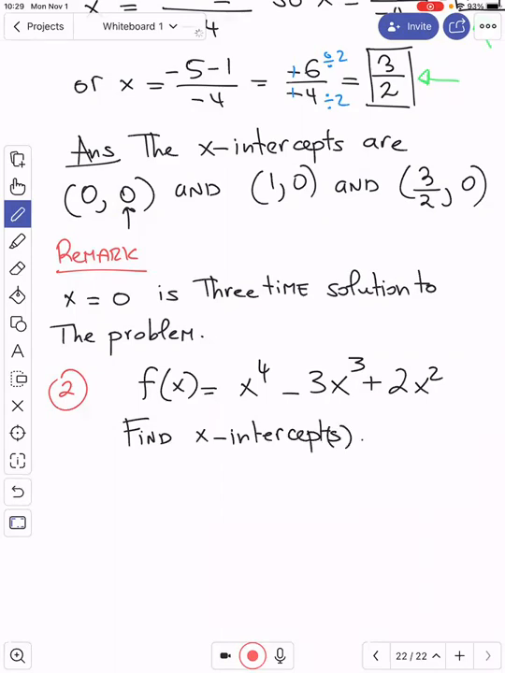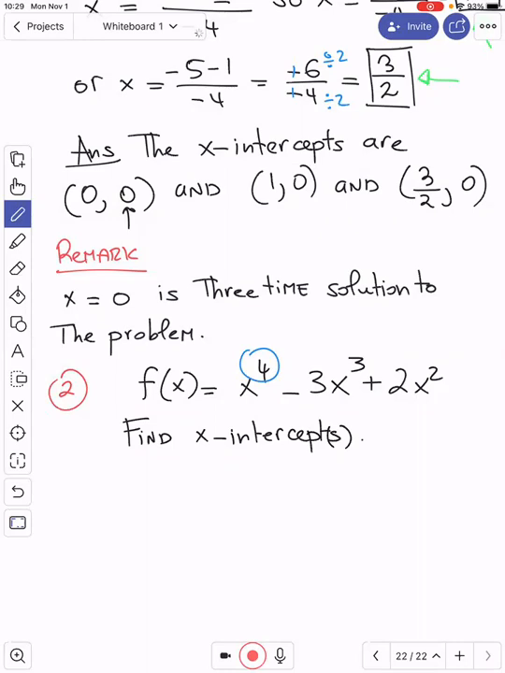Okay, so yeah, the highest power of x here, guys, is 4. So x to the 4th, right? So we expect to have like 4 different solutions. Okay, but let's see at the end how many solutions we're gonna get. So we need to solve as usual.